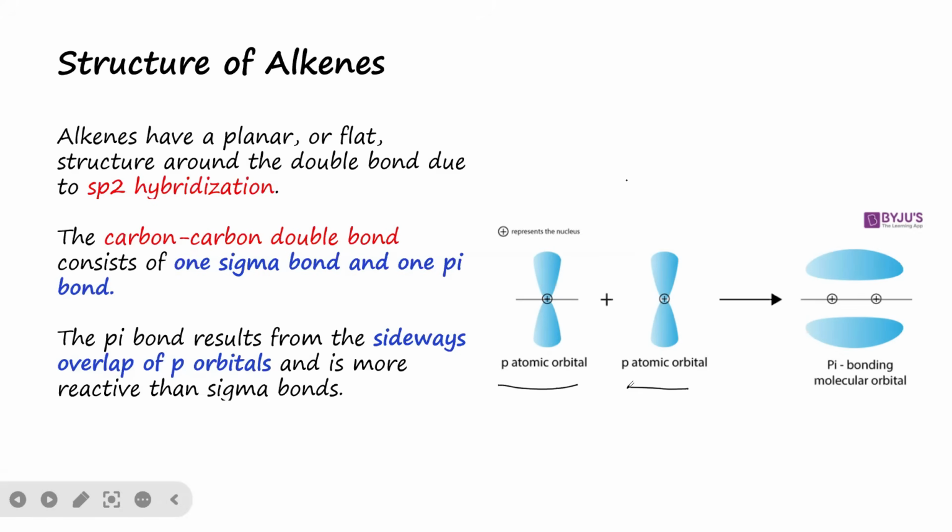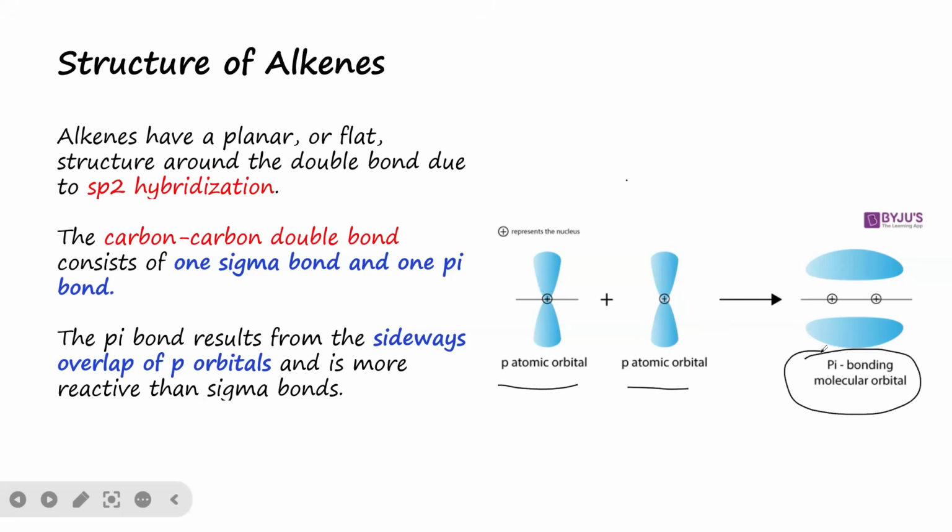As you can see, these orbitals collide side to side, which results in the formation of pi bonding molecular orbitals. So it is formed as a collateral or side-to-side overlap between p orbitals to generate a pi bonding molecular orbital. And the bond is very strong and it is more reactive than the sigma bond.